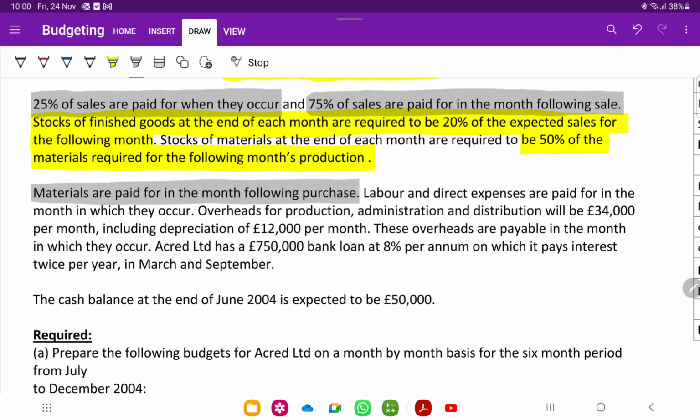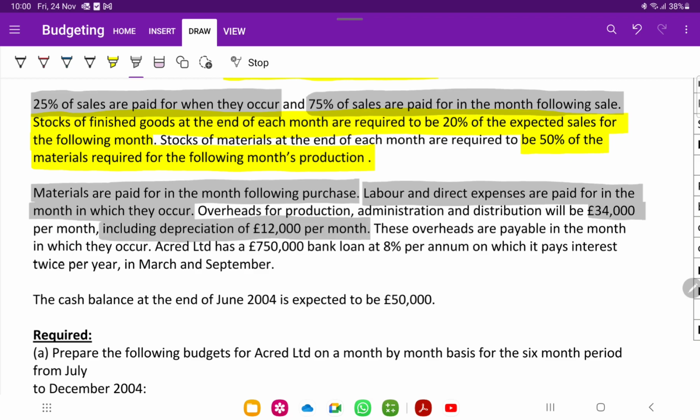Now this is an important statement. Whenever you make purchases, you do not pay in the same month. You pay after one month, right? So if you are making any purchases for June, you will pay for them in July. Labor and direct expenses are paid for in the month in which they occur. Overheads for production, administration and distribution will be 34,000 per month, including depreciation of 12,000 per month.